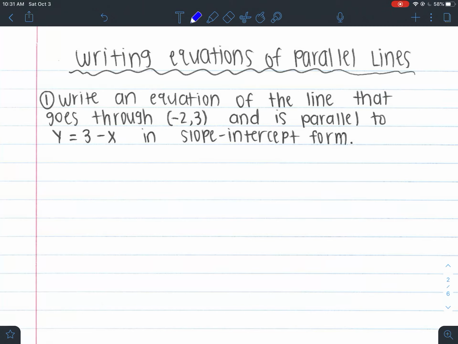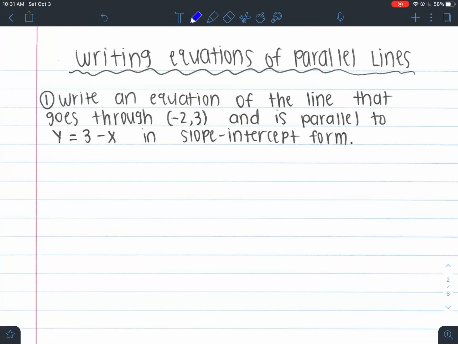Anytime I'm underlining or highlighting, it's because it's something important. So we're asked to write an equation of the line that goes through -2, 3, and is parallel to y equals 3 minus x in slope-intercept form. Okay, so the first thing they're telling us is to write an equation. So I know at the very end of this, I have to have an equation written. That's what they want from me.